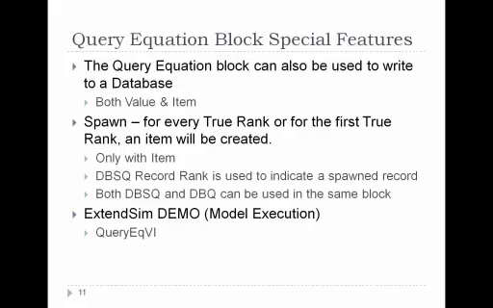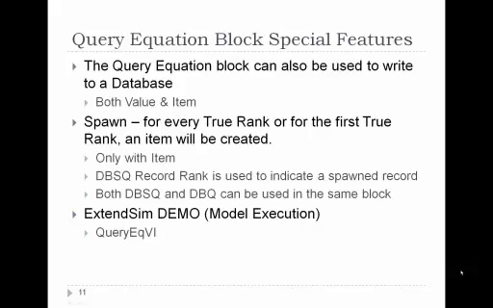In the query equation item block, there's also another special behavior, and it is called spawn. In this situation, for every true rank or the first true rank, an item will be created. This is with the item only, and there is a special rank result called the DBSQ record rank, and it is used to indicate a spawned record.